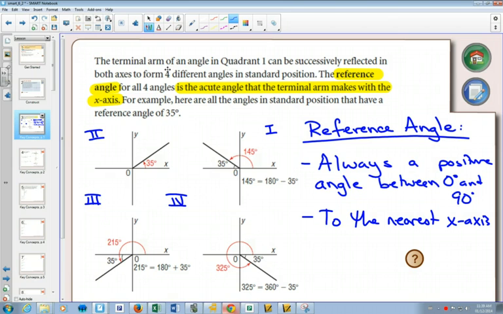So the nearest x-axis, this is your x-axis here, right? So now here's my terminal arm. It's closest to this x-axis there. We don't go to the y-axis, and we wouldn't go all the way back to that one because that's not the closest.